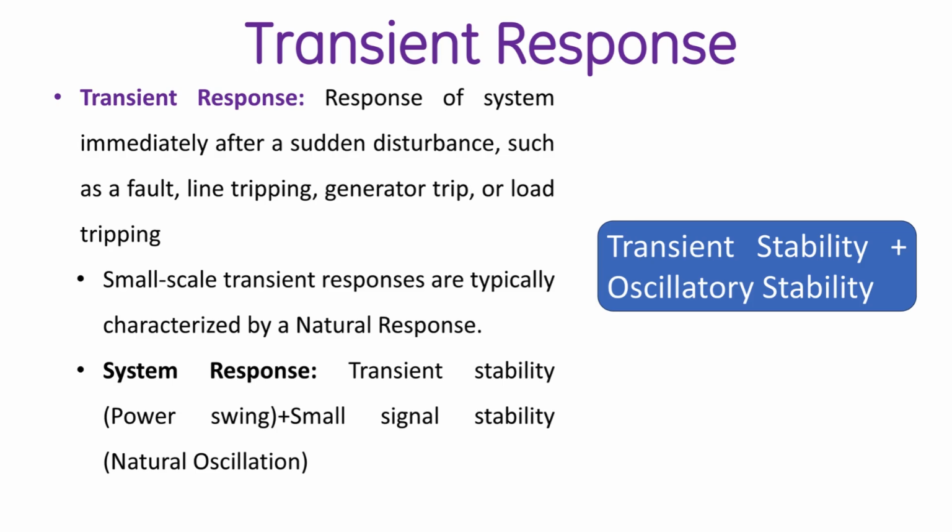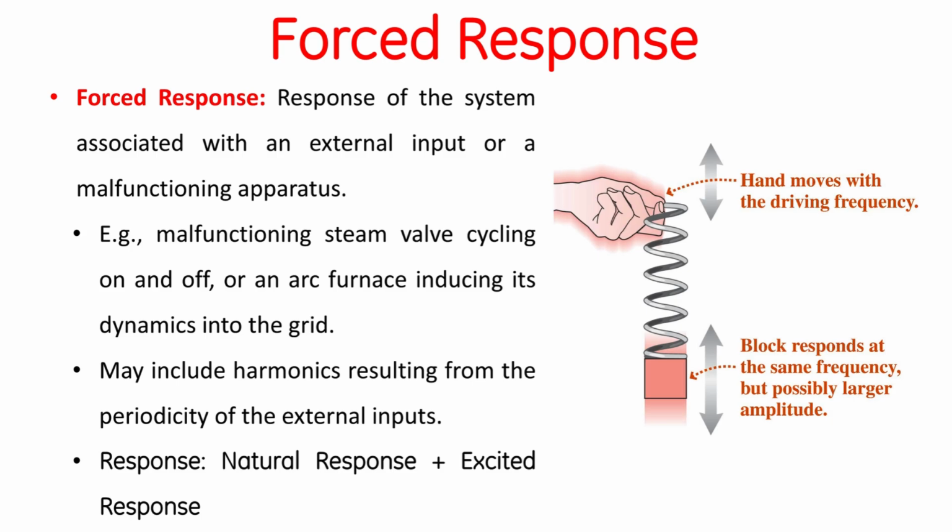And critically, both parts rely heavily on the system's inherent ability to self-correct, primarily through damping. Right, that makes sense for natural responses. Now let's switch gears to the other side of that coin. The forced response. Yes, the forced response. This is critical because it often represents an attack on the grid's dynamics from outside or from within due to malfunction. So not the system's natural reaction, but something making it oscillate. Exactly. It's a system response directly associated with an external input, or often some piece of equipment that's malfunctioning rhythmically.